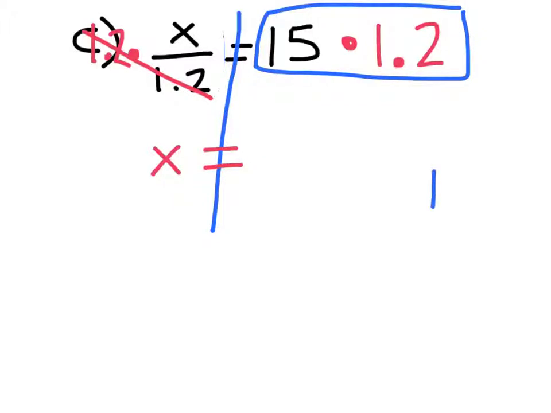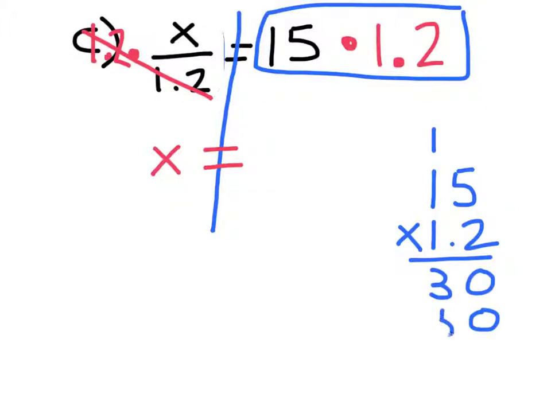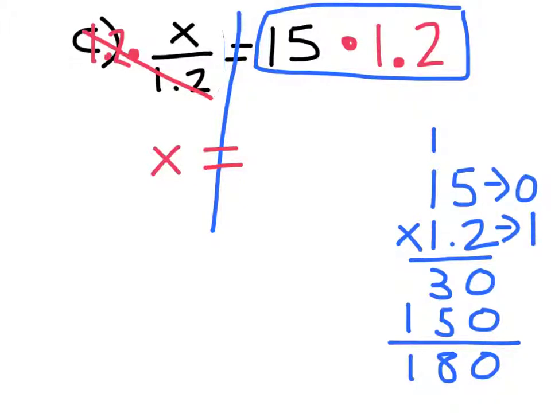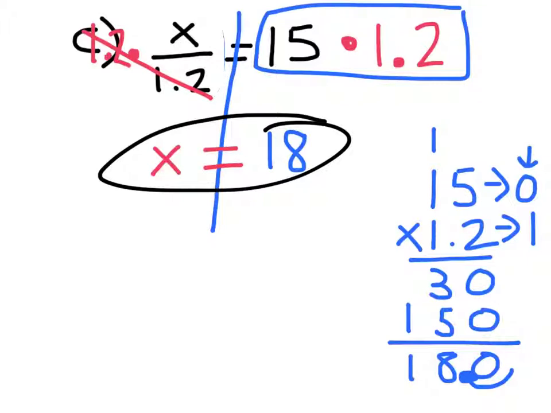So I'm going to multiply 15 times 1.2. This has no decimal places. This has one decimal place, so that means 0 plus 1 is 1, so I just need to move the decimal place in. It's right there. So I get my answer of 18.0, but notice that .0 is extra because 18.0 is the same thing as 18, so I'm going to get rid of it. And my final answer is x is 18.